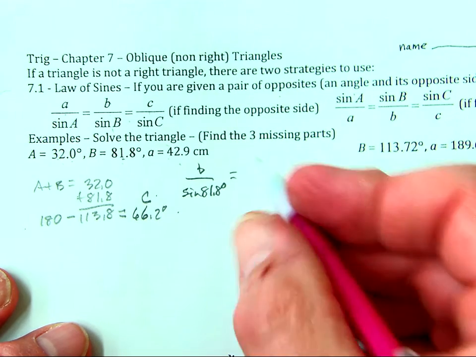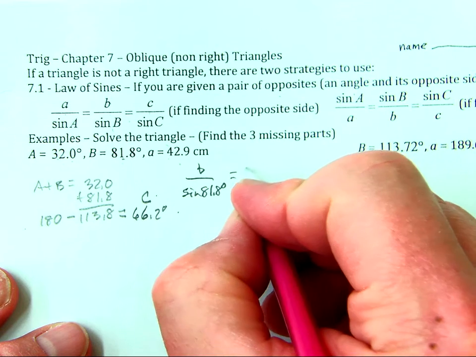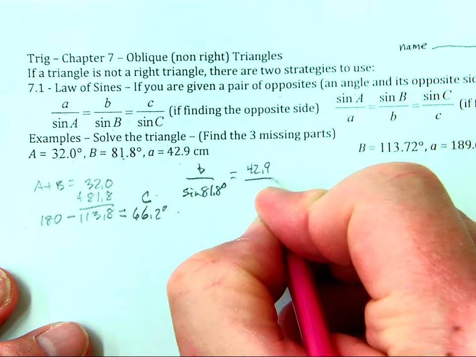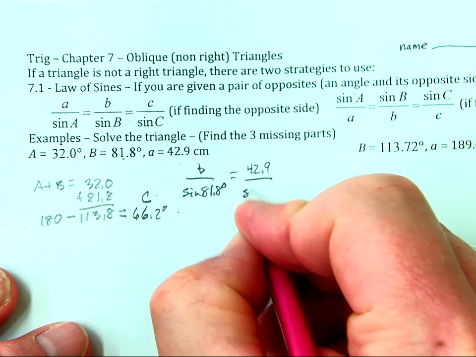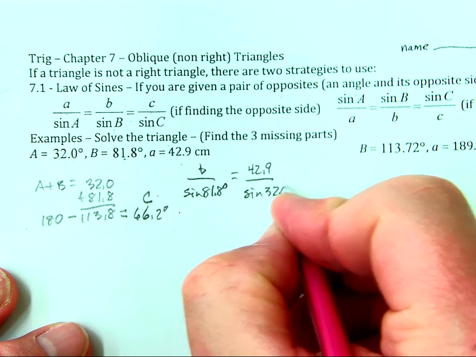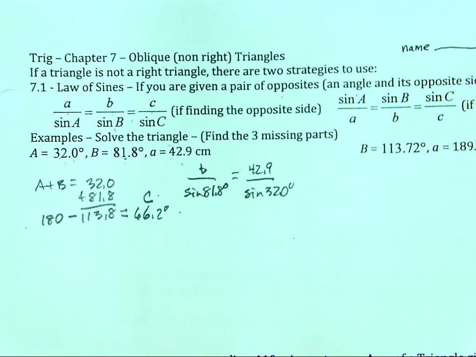Now the pair we know. Side A, we want the side on top, 42.9. The angle on the bottom, so the sine of 32. So that's how we set it up. Now, after that, we're going to use our calculator. We're going to cross multiply and divide. So on these will always be in degrees, so make sure your calculator's in degrees.